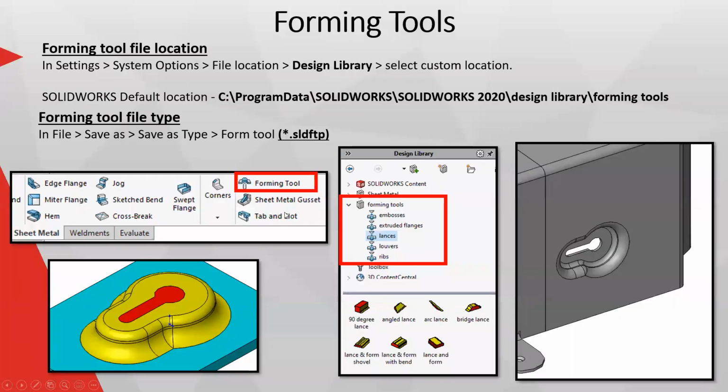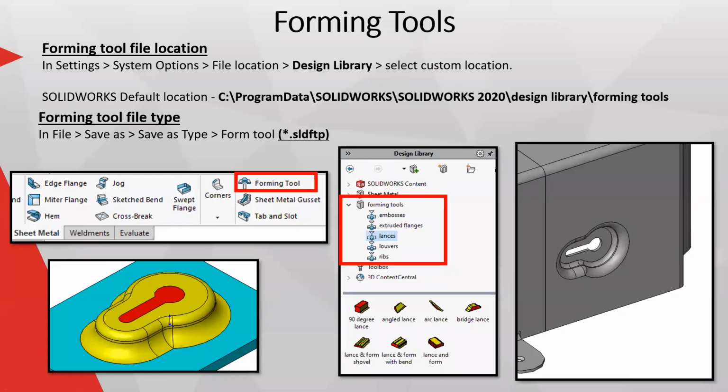Just a second addition, or just some insight as to how SolidWorks actually links this information of files, would be to understand where the forming tool file location actually resides within your options or settings. So in your settings, this can be found through Tools, System Options, File Locations. There's a very distinct design library location.